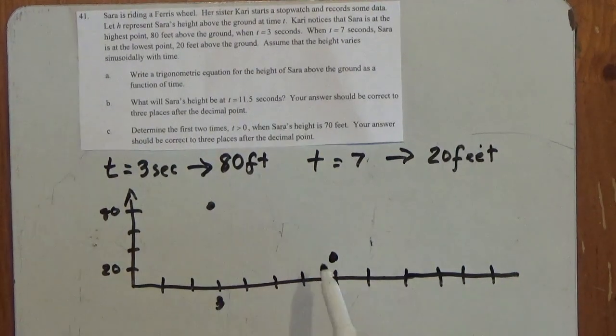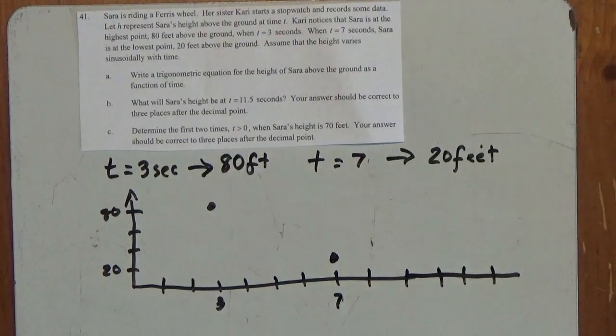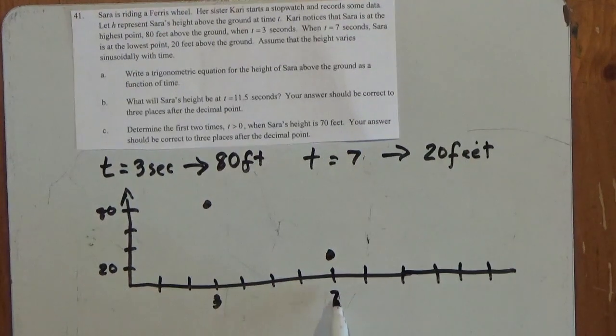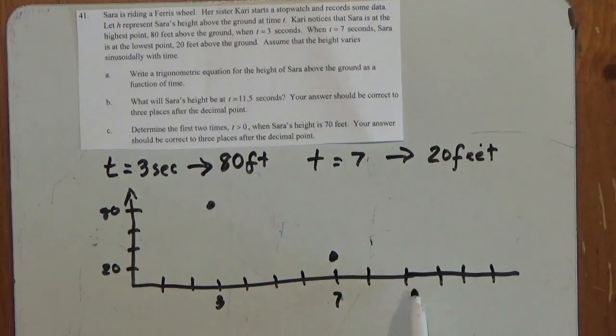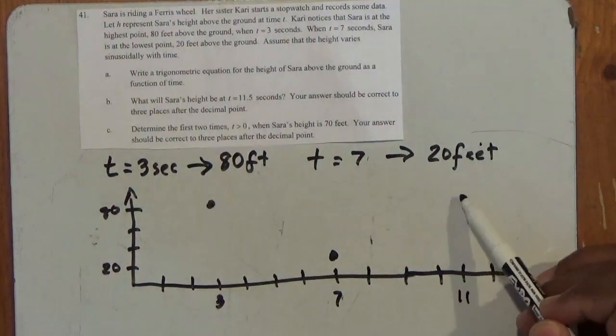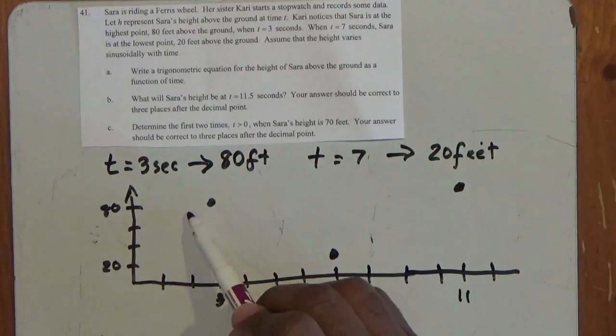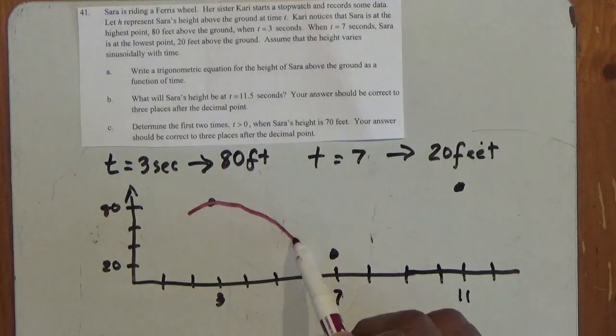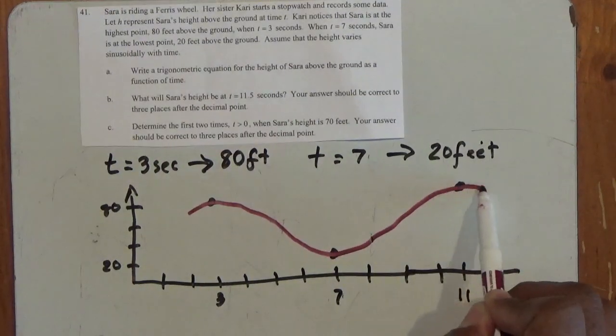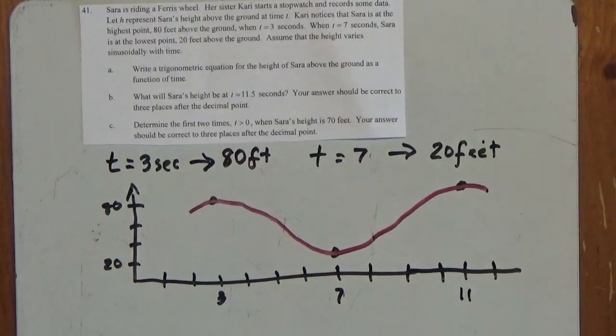So we go from low to high in that time. If it takes 4 seconds, from 3 to 7, to get from low to high, then it's going to take 4 more seconds, which is 8, 9, 10, 11. So 11 seconds to get back to the high. Looking at this part of the graph, we can draw that in there. There's your sinusoid.